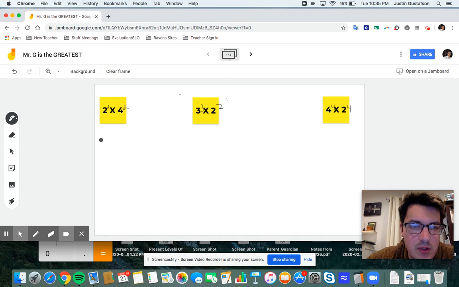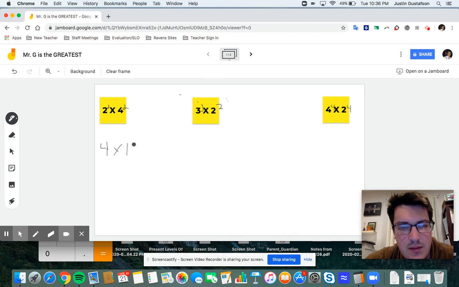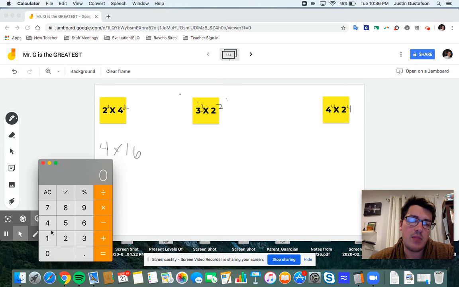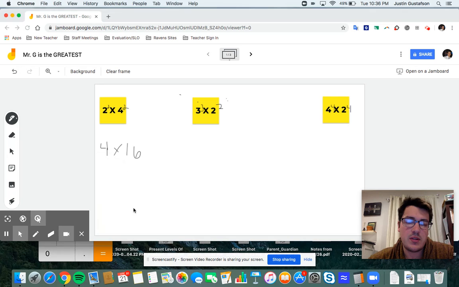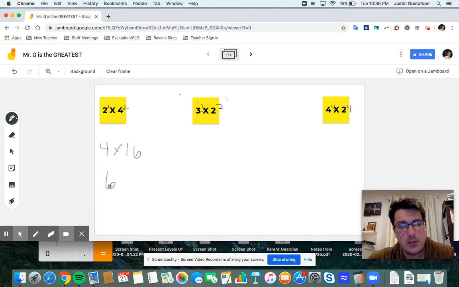So again, 2 to the second is 4. 4 times, fix my 4 here. 4 times 4 to the second is 16. 4 times 16, I believe, is 64, because I know 8 times 8 is 64, and 16 is double of 8. So let's see if I'm right here. I think I am. 16 times 4 is 64. So there's our answer. This is how I'd like to see it on our homework.